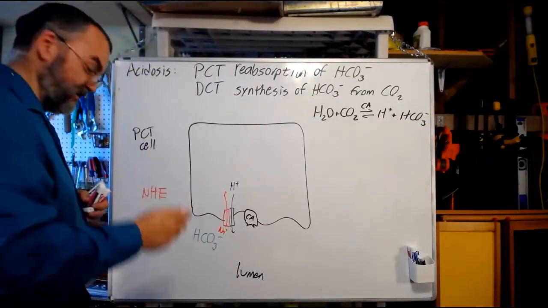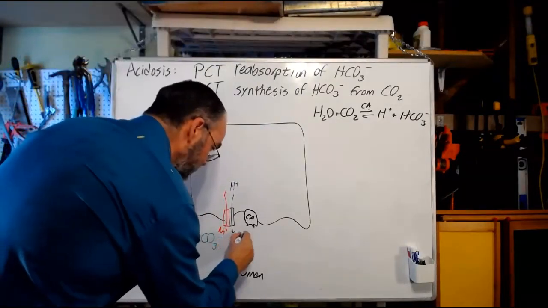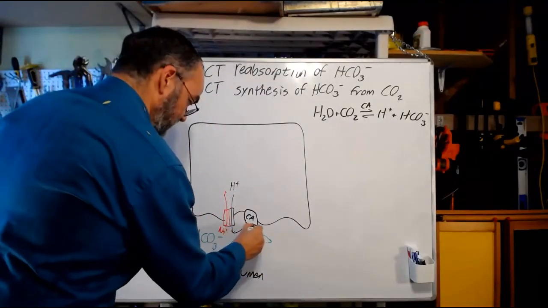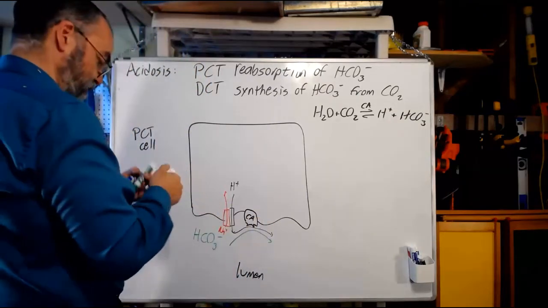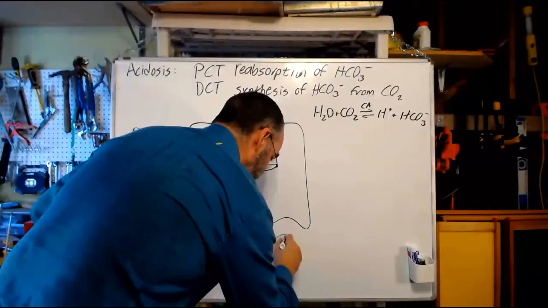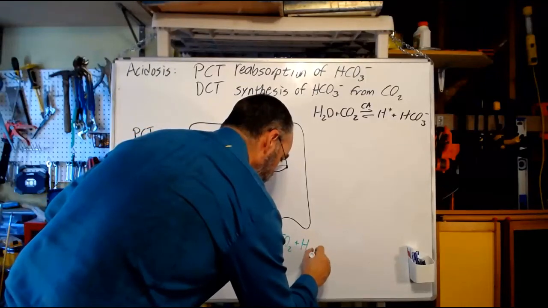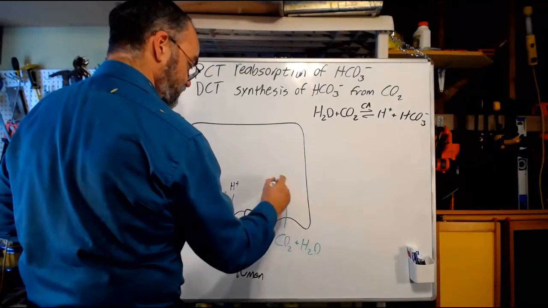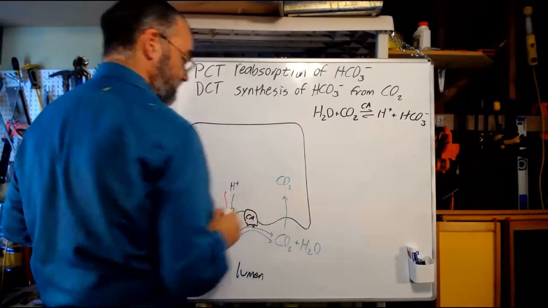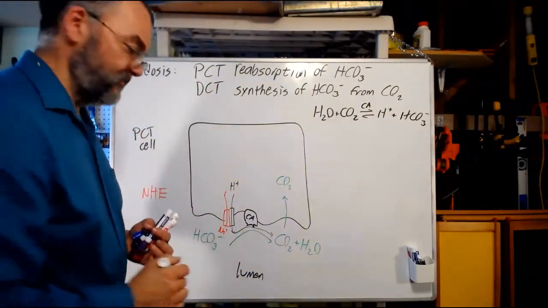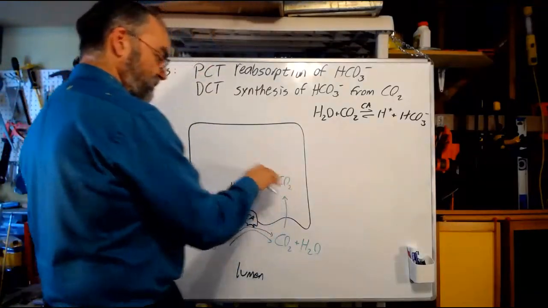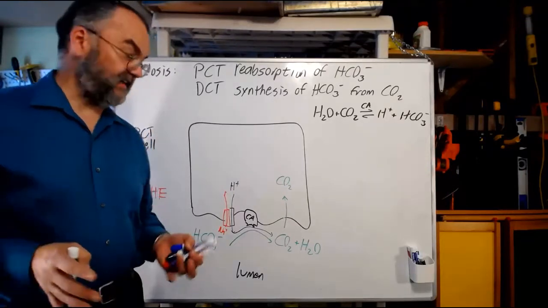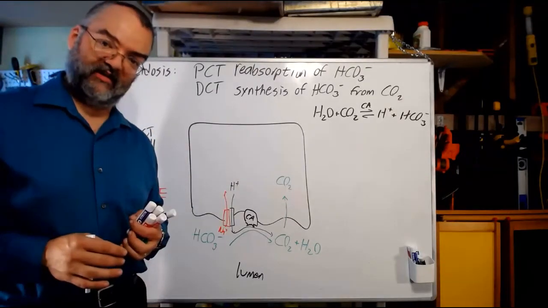But now I've got everything I need. My bicarbonate and my proton can react together at the carbonic anhydrase to form CO2 and water. And CO2 can simply diffuse across cell membranes into the cell. Now it's in the cell, but it could just as easily go back out. That's not what I want. In fact, I want to get it back into the blood in the form of bicarbonate.